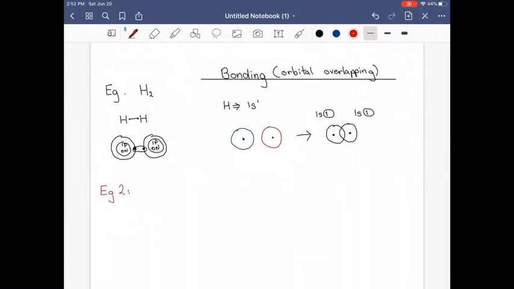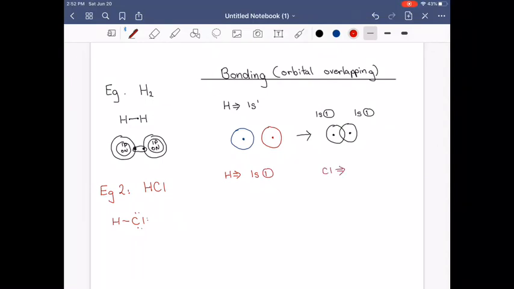Example 2. What we have here is HCl, hydrochloric acid. If you remember correctly, this is how you would draw the Lewis diagram for HCl. You have H sharing an electron with the seventh electron of the chlorine atom, but we all know that's not really the case. What's really the case is what I'm going to illustrate right here. Hydrogen has this as an energy level diagram. We saw that before. Chlorine.